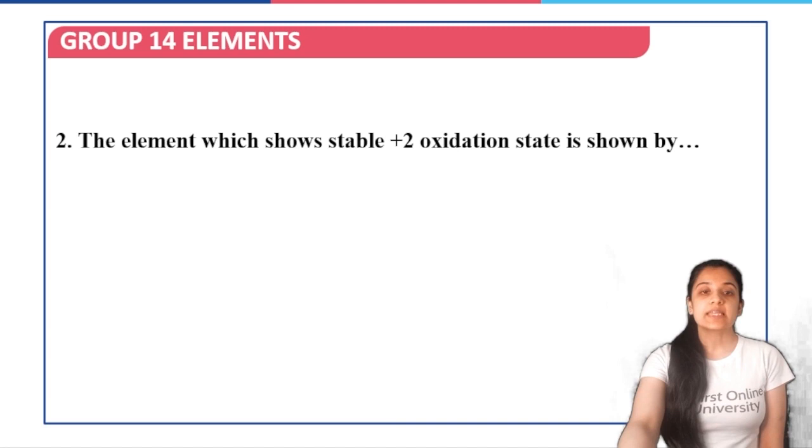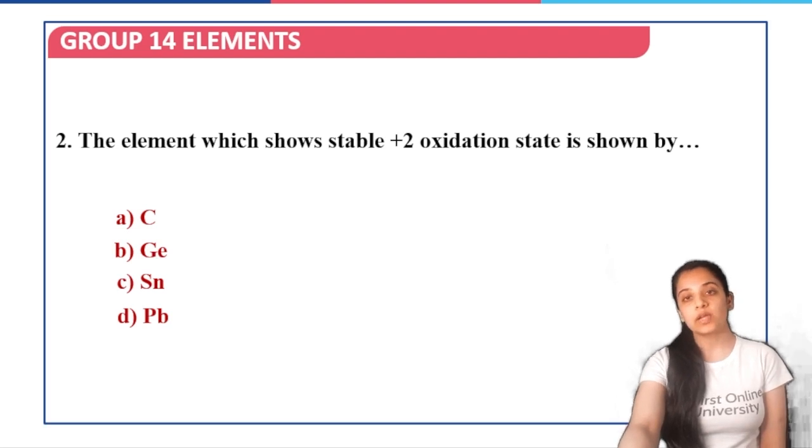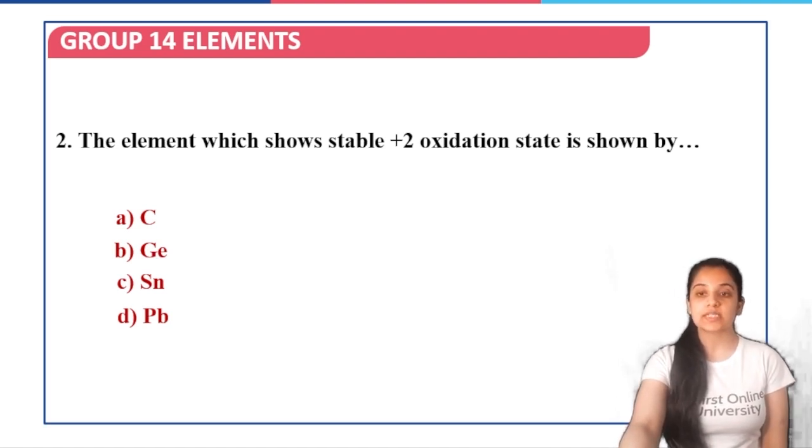Next question is, the element which shows stable +2 oxidation state is carbon, germanium, tin or lead. We know down the group the lower oxidation state, that is +2, is going to become more stable because of inert pair effect. Therefore, lead, option D, is the correct answer.